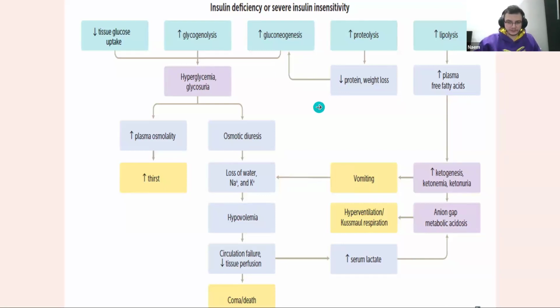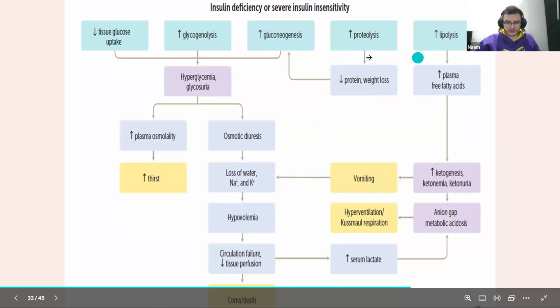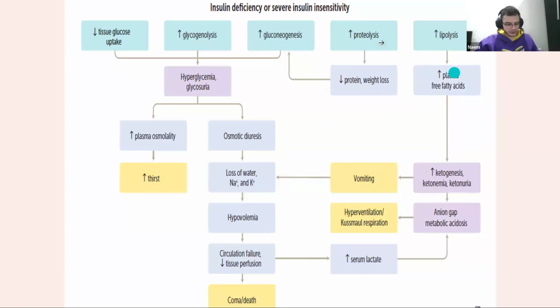Now, is this graph clear? Most of it actually we talked about already, but these two, proteolysis and lipolysis, are new points. So are they clear? Okay.